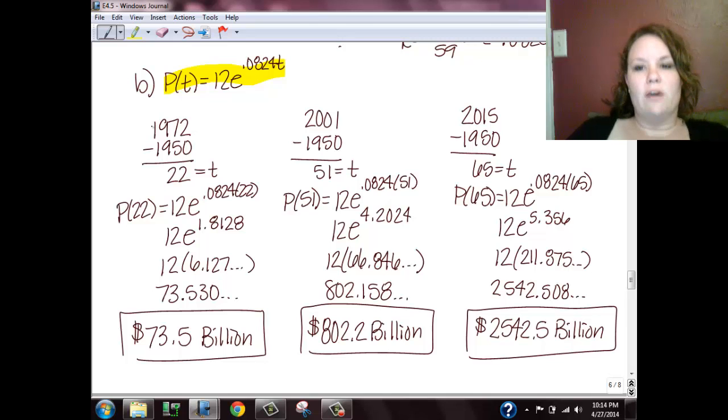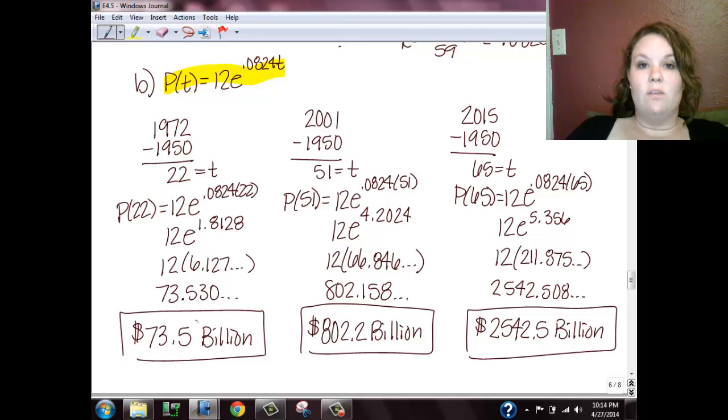So here, my earliest time in this problem was 1950. So if they want to know the value of exports in 1972, I take 1972 minus 1950, which gives me 22 as my time, or 22 years that have passed. Once I know my time, I just plug it into the function I have highlighted here and simplify on my calculator. So I have worked out all 3 of these. In 1972, there was a value of 73.5 billion in exports.